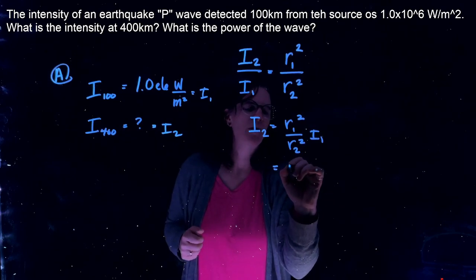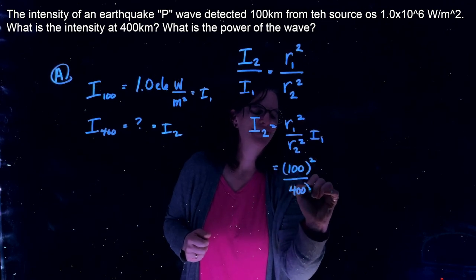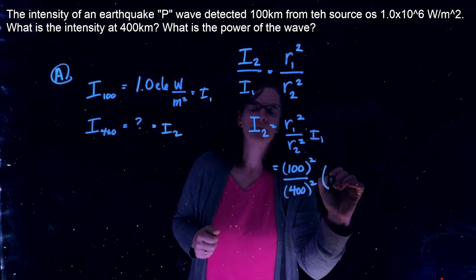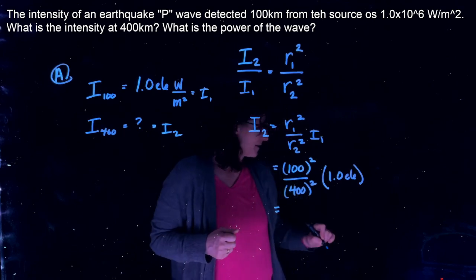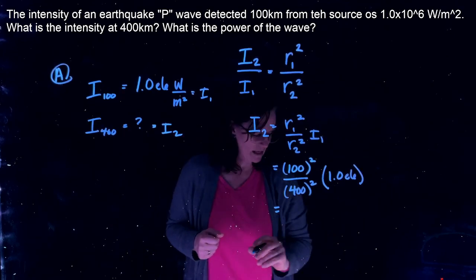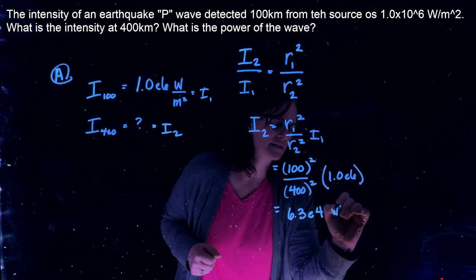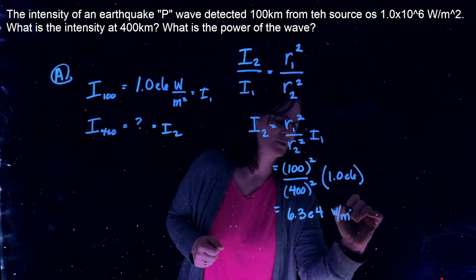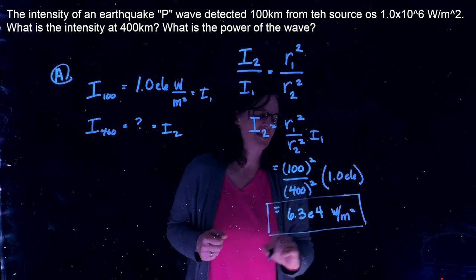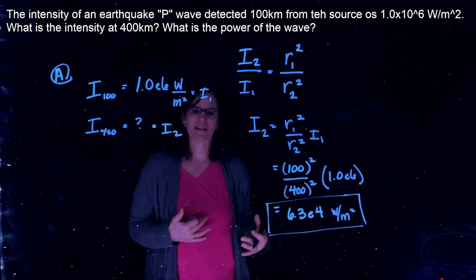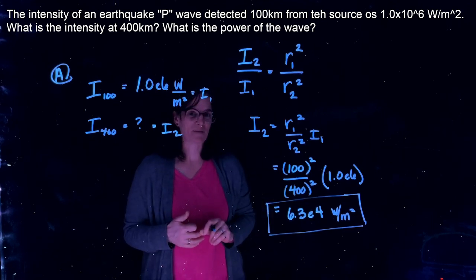So I have 100 squared over 400 squared times 1.0 times 10 to the 6th. And I find that my intensity is 6.3 times 10 to the 4th watts per meter squared. So using that intensity ratio relationship, which looks at the intensity relative to the distance from the source, we get my intensity at 400 kilometers.